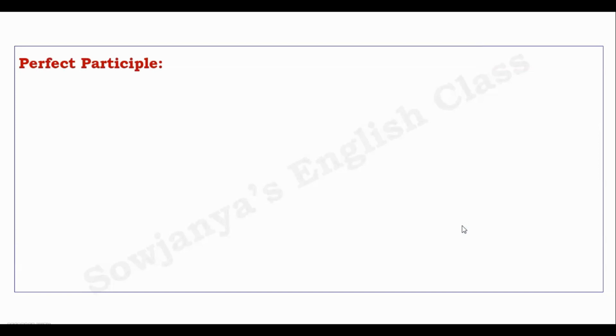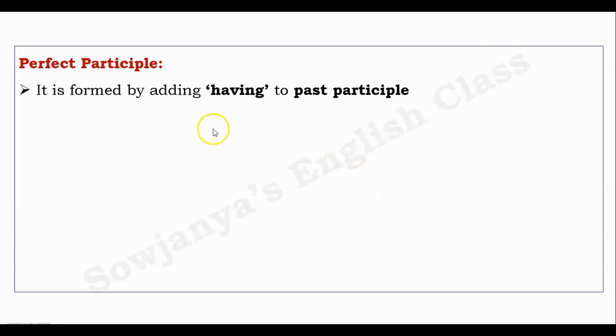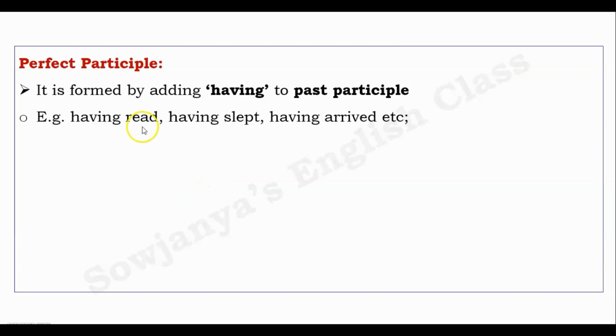And then perfect participle. It is a combination of present participle and past participle. It is formed by adding having to a past participle. Only having to any past participle. Example, having read, having slept, having arrived, etc.